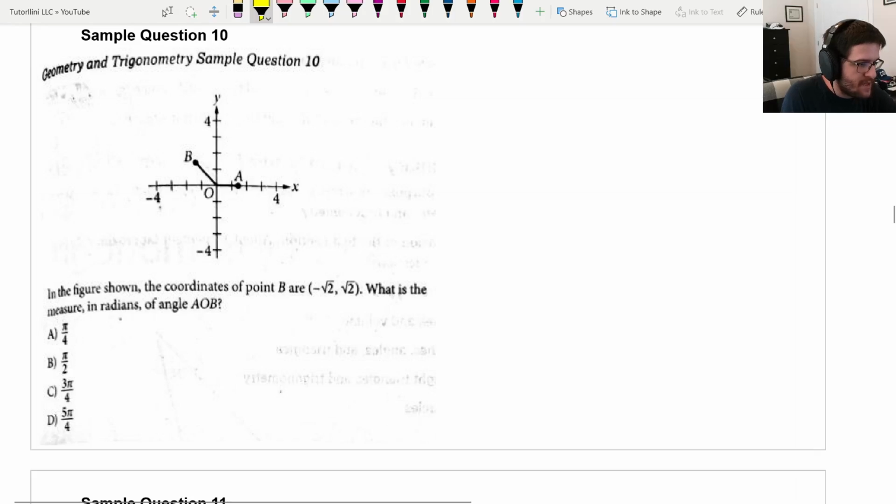Okay, the coordinates of point B are negative root 2, root 2. What is the measure of angle AOB?